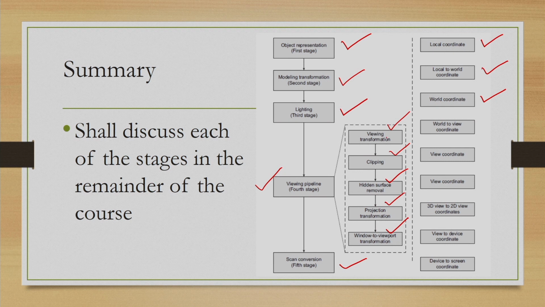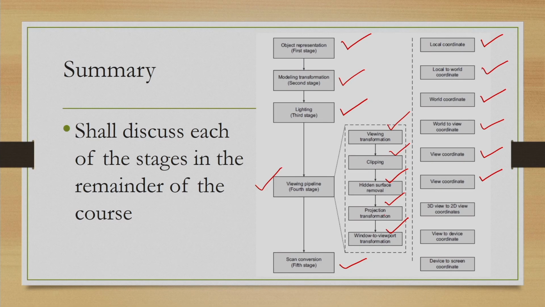So, first transformation, that is viewing transformation, involves transformation from world coordinate to view coordinate system or the camera coordinate system. Clipping is performed on the view coordinate system. Hidden surface removal is also performed in the view coordinate system.